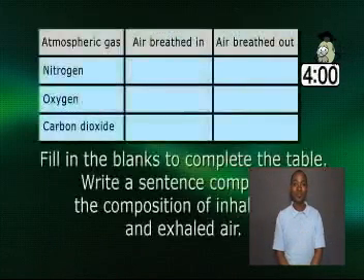Students, we have time for one last activity. Please fill in the blanks to complete the table and write a sentence comparing the composition of inhaled air and exhaled air. Students, let's get ready. Begin.